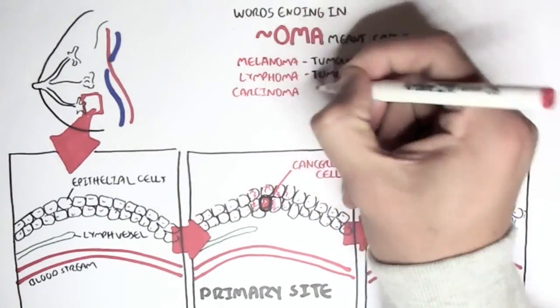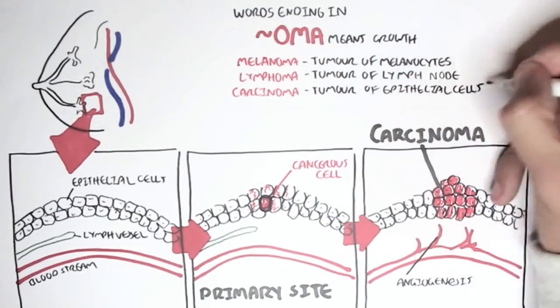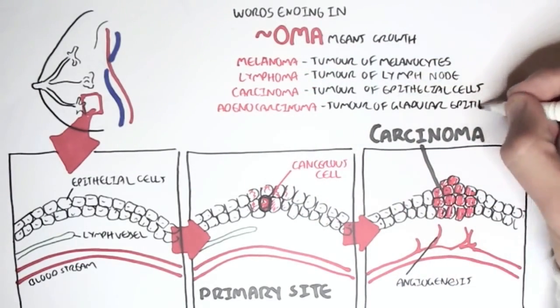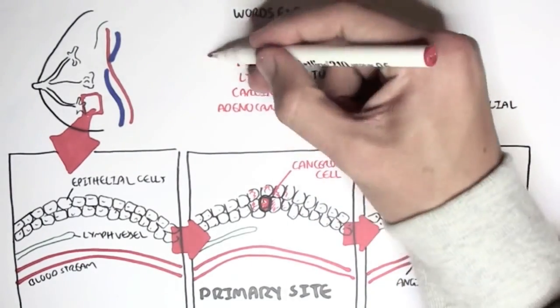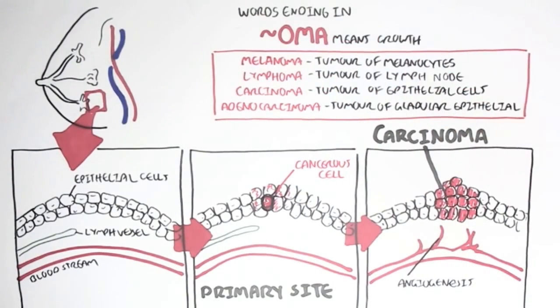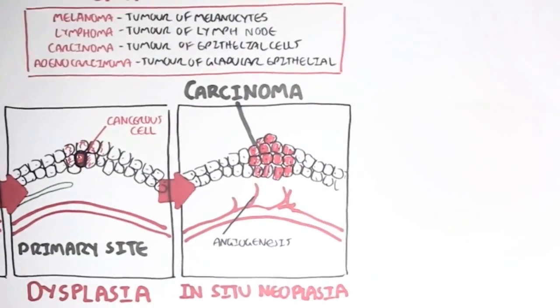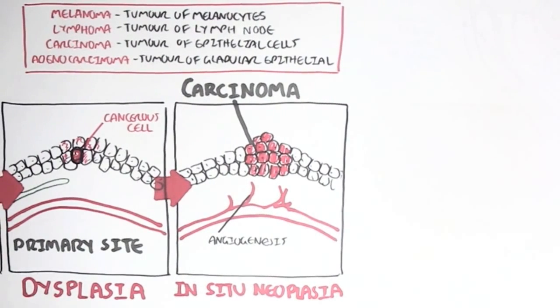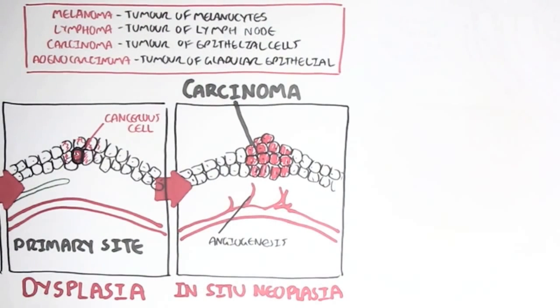Lymphoma means tumor of the lymph node. Carcinoma means tumor of epithelial cells. And adenocarcinoma, for example, is a tumor of glandular epithelial cells. And so seeing that the cells we just looked at are epithelial cells, we can refer to this as carcinoma, so breast carcinoma.